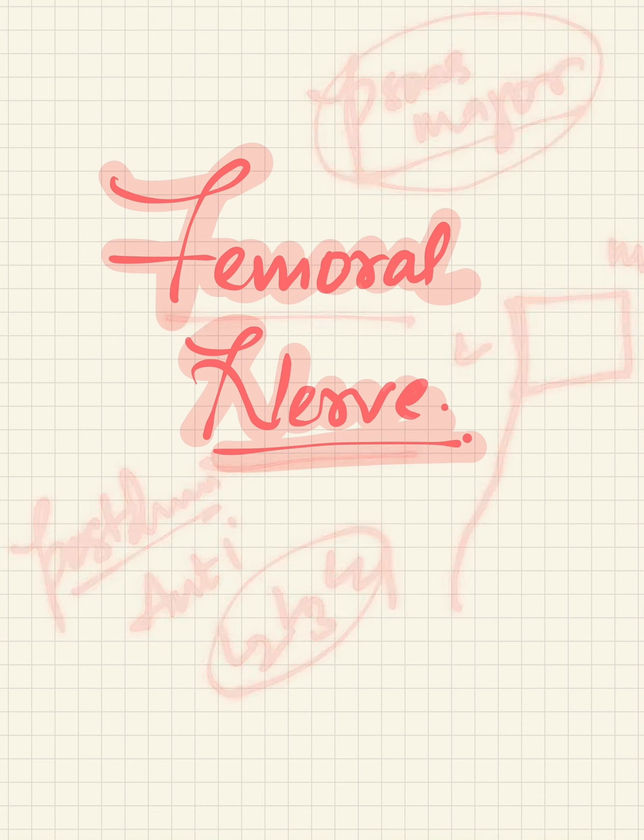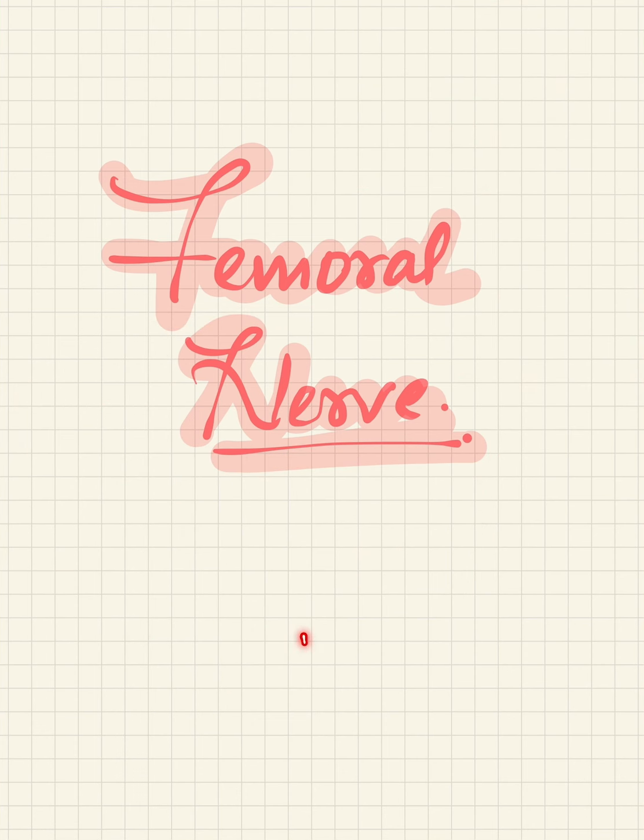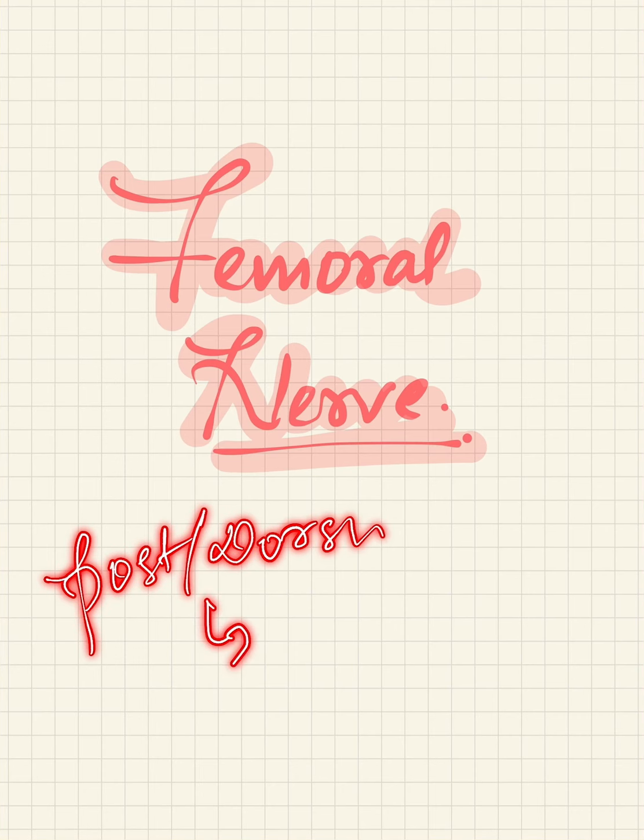Please do remember this is a posterior division, also called the dorsal division, because we also have the same L2, L3, L4 ventral division that will be forming the obturator nerve. So it is important to note here that it is formed by the posterior or the dorsal division of L2, L3 and L4.